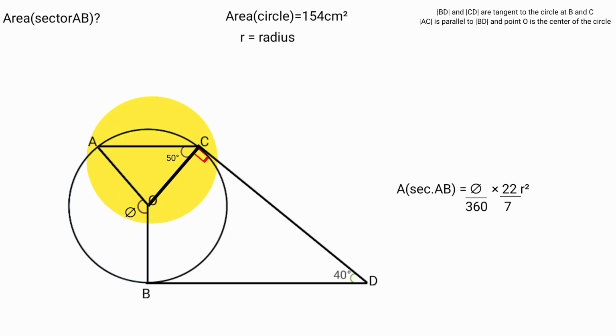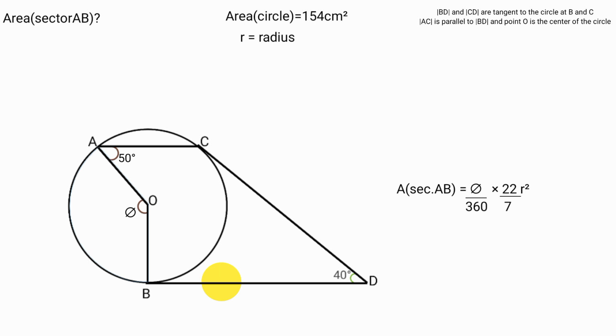Now if you look, this line AO is also a radius because it was drawn from the center. So that means this triangle ACO is an isosceles triangle with this here as the vertex angle and these two angles as the base angles of the triangle. And we know that the base angles of an isosceles triangle are equal, and that implies that this is also 50 degrees.